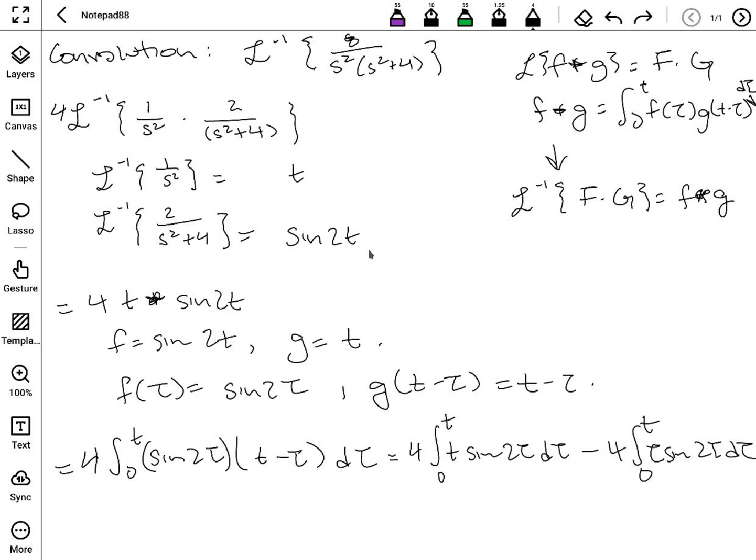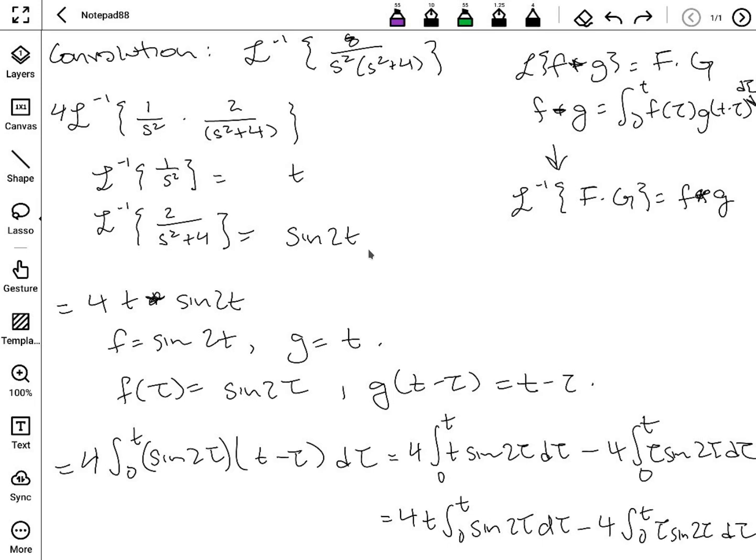Because my integral is with respect to tau, this t in the first integral is actually a constant as far as tau is concerned. So when I'm thinking about evaluating these, I can go ahead and pull that t out front. I'm looking at integral from 0 to t of sine 2 tau d tau. But for the second integral, the tau is the variable I'm integrating with, so I do have to leave it inside. So that one's just going to remain 4 integral 0 to t tau sine 2 tau d tau.